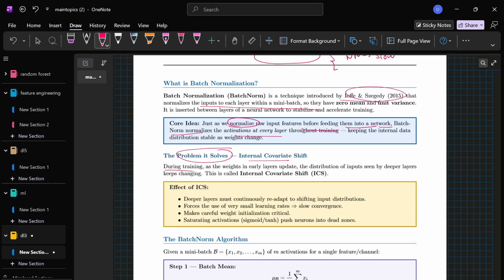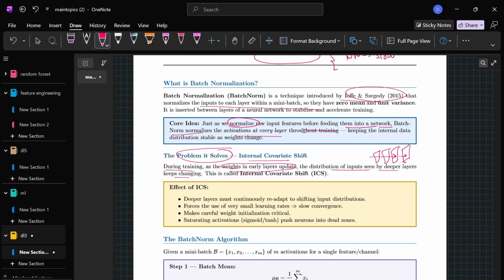Okay, so now let's talk about the problem it actually solves and why it is so important. Imagine you're training a deep neural network. The early layers are learning and updating their weights. But here's the thing: when those early layers' weights change, the output of those layers changes too, and that output is the input to the next layer. So the deeper layers are constantly receiving inputs from a shifting, changing distribution. One update, the data looks one way, the next update it looks completely different, so they never get a stable signal.